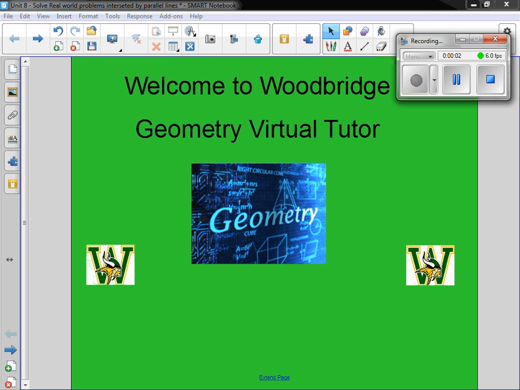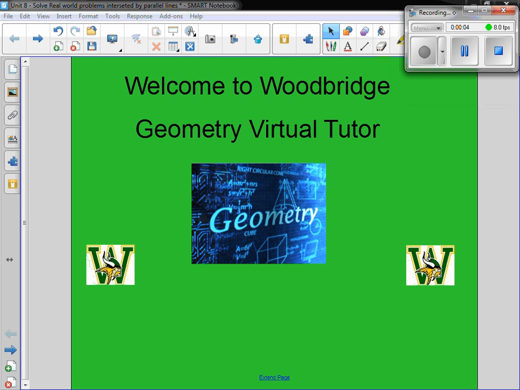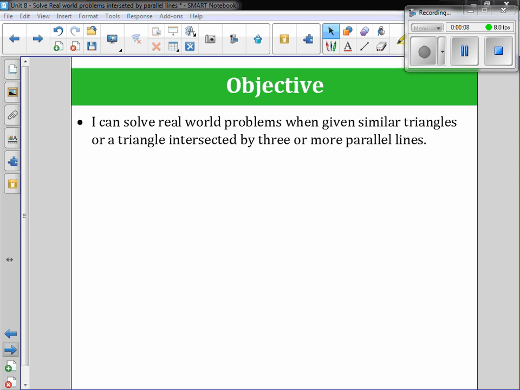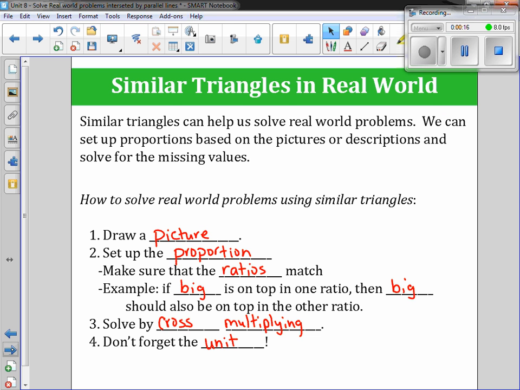Today we are going to continue with our similar figures unit, and today we are going to be talking about real-world problems and how to solve them when given similar triangles or triangles intersected by 3 or more parallel lines. Let's first talk about some skills that we need to use in order to solve these real-world problems.